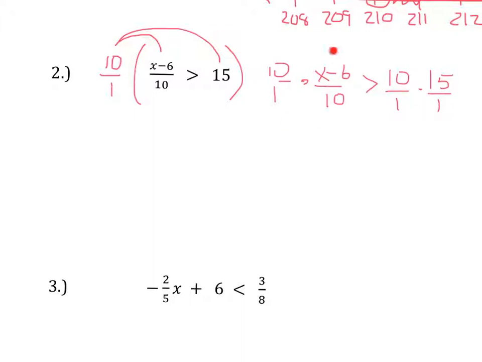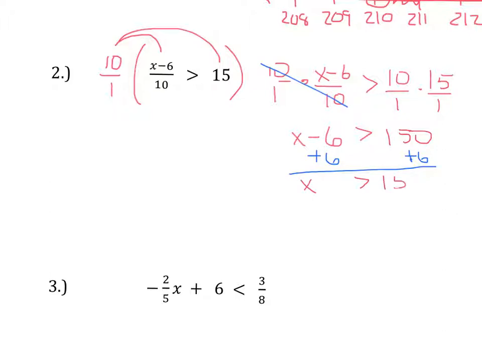Okay, here on the left, we have a 10 on the top and a 10 on the bottom, so we can cancel. That leaves us with just x minus 6 is greater than, and then on the other side, remember, you can multiply straight across. 10 times 15 is 150. Okay, now all I have to do is unwrap. The opposite of subtract 6 is add 6. And you do that to the other side. And you get x is greater than 156.